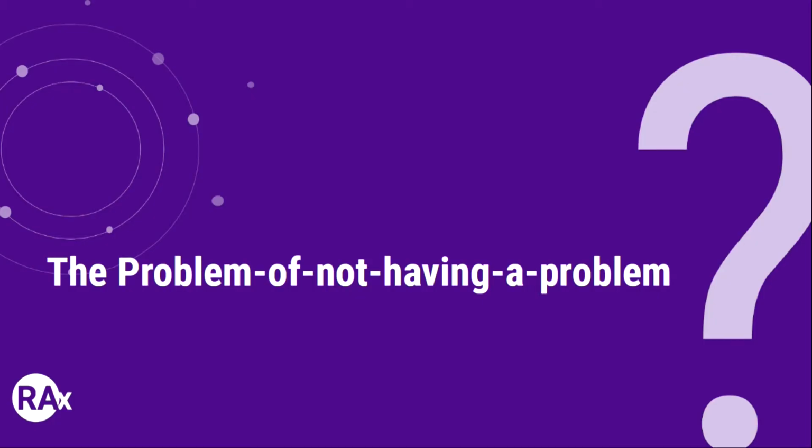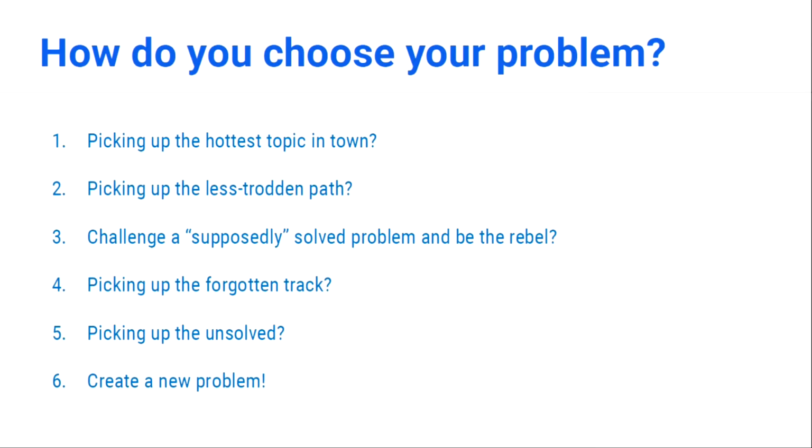So the problem of not having a problem, right? How do you choose your problem? Let's have a voting over here. Picking up the hottest topic in town. Who does that? This style of picking up a problem. How many people do this? The first one. They try to pick up the hottest topic in town. Okay, 4 hands. Please be interactive. So how many people? First one.